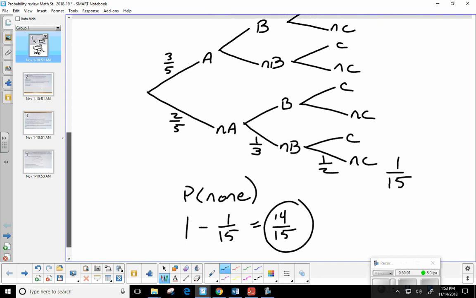I thought that one was just really cool. Did anybody else think to solve it that way?